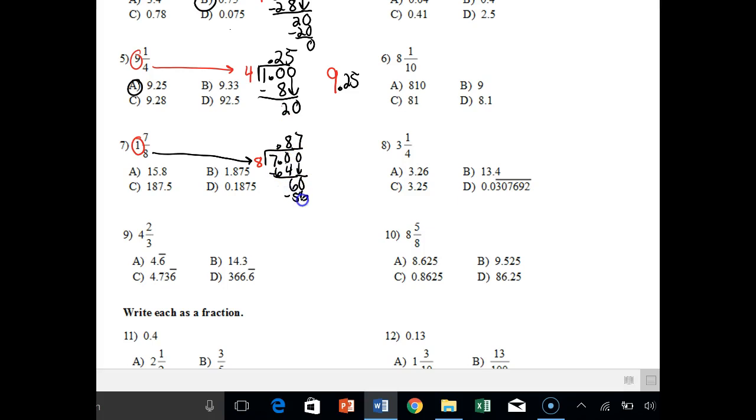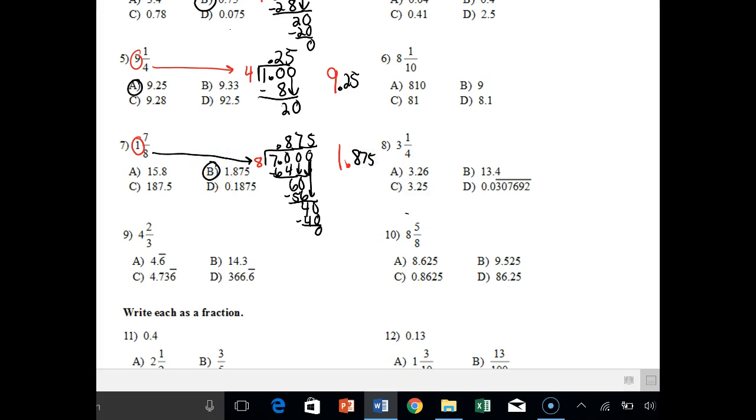8 goes into 60 7 times. That's 56. I'm using my reference sheet here. I'm just looking at my 8s all the way up until I get to a number that's bigger, and then I'm picking the number that's a little bit less than that. So that's 4 left over. Another 0, bring it all the way down. 8 goes into 40 5 times, and that actually stops us right there. So 0.875 is your fraction part, but remember your whole number, 1.875. All right, so B is your answer.